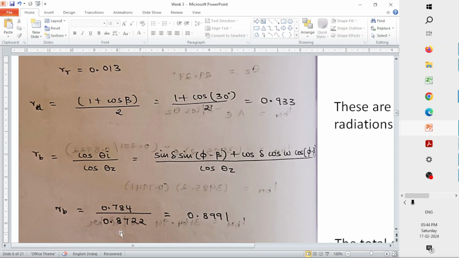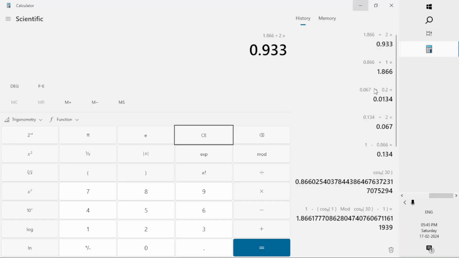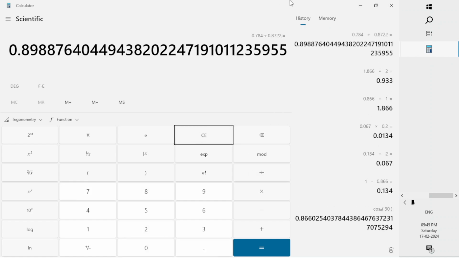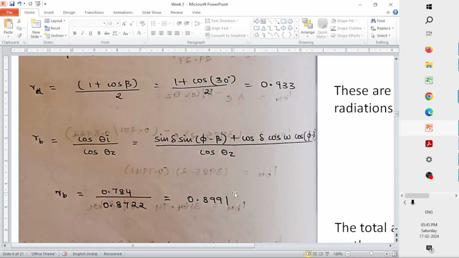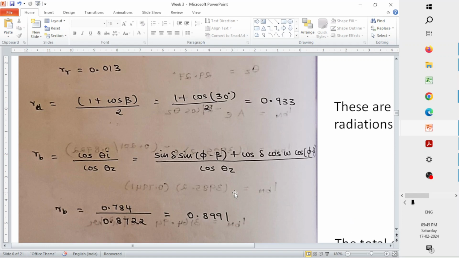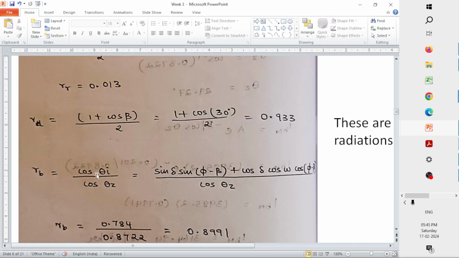So 0.784 divided by cos theta z, theta z we just now calculated 29.27. So cos theta z will be 0.8722. So if you just divide these two, you will be getting 0.784 divided by 0.8722, 0.8988, 0.8991. So that's exactly the same. So here you now know the second part of the question, that is your value of RR, RD and RB, that is the tilt factors for the beam, diffusive and reflective radiation.